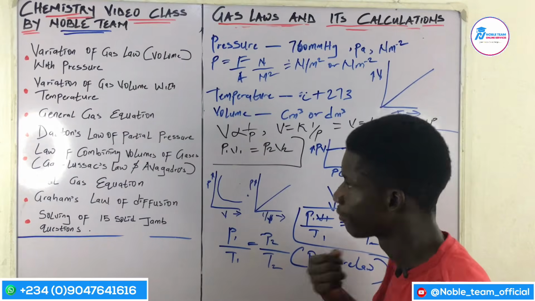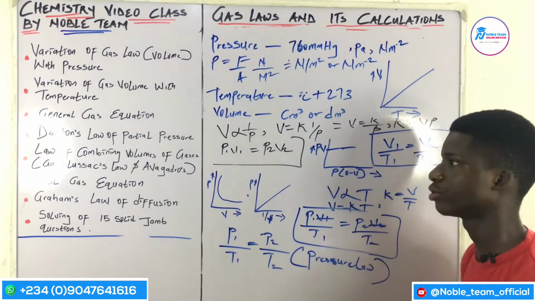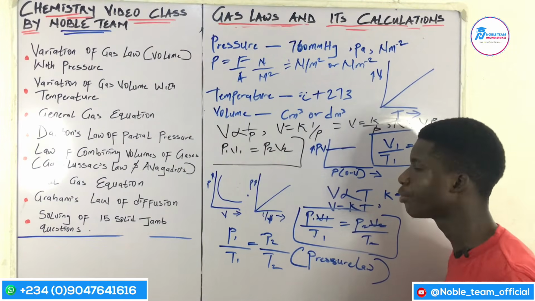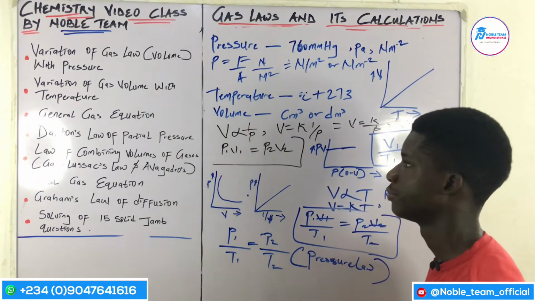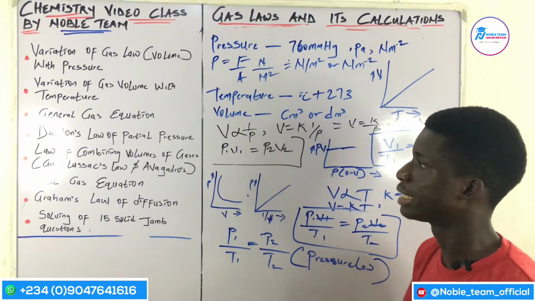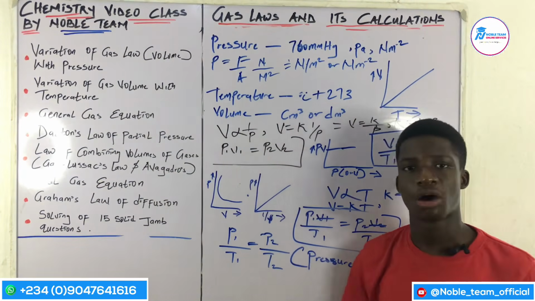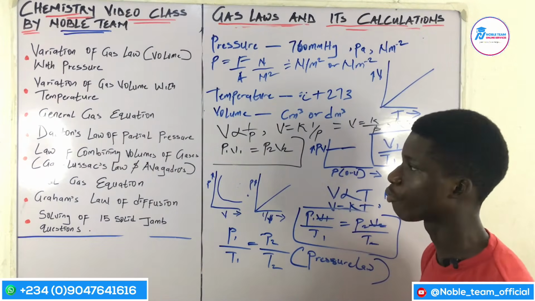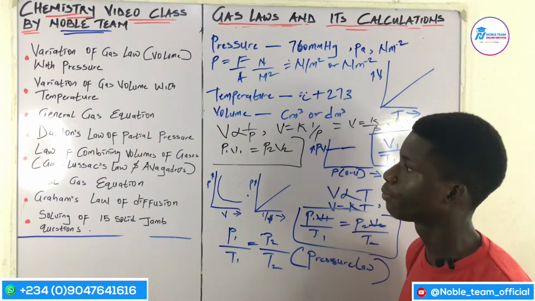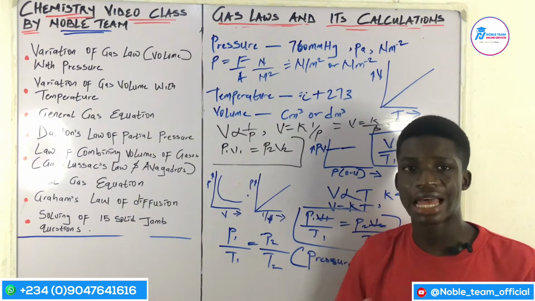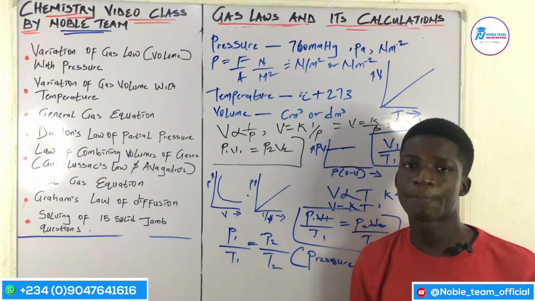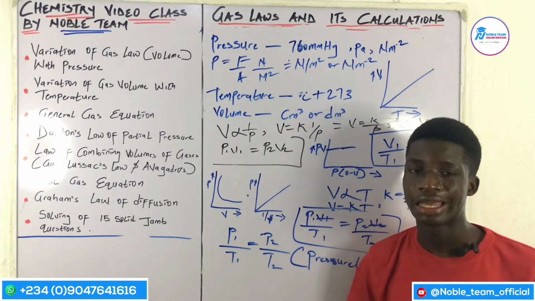Now let's look into Dalton's law of partial pressure. This law was proposed by John Dalton, the one that we all know. Now coming to Dalton's law of partial pressure, it stated that the total pressure of a mixture of gases is the sum of all the partial pressures of the gases in all.